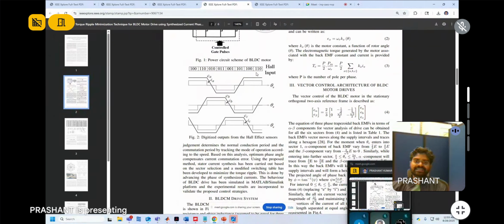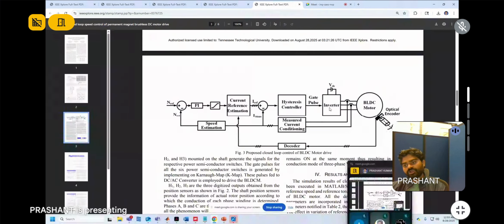This is the signal output of the Hall sensors. So what is a Hall sensor? A sensor which is made like a disk.